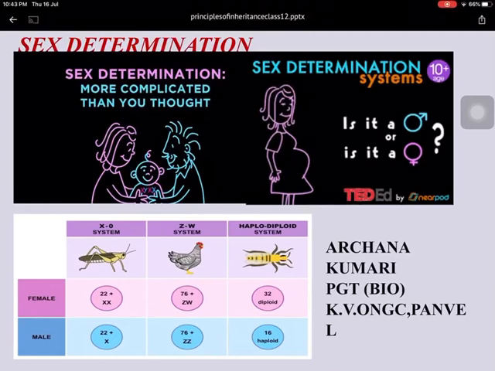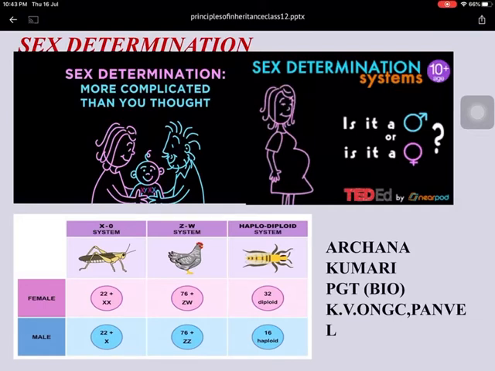Hello dear children, today I am going to discuss sex determination. What is sex determination? The process that is used to determine the sex of the progeny. Progeny means offspring. This is called sex determination. We think this process is very easy, but in fact it is a more complicated process than you thought. So let us try to understand.